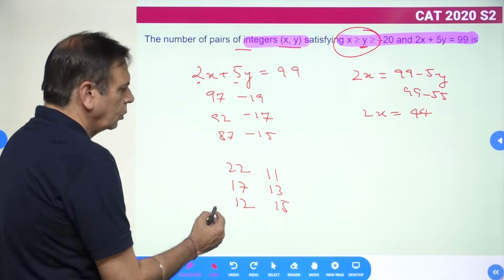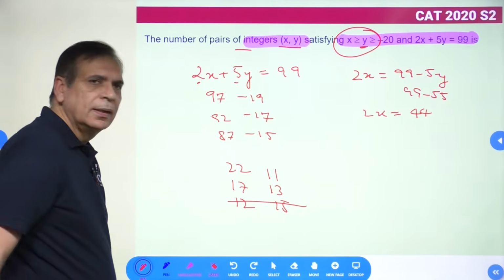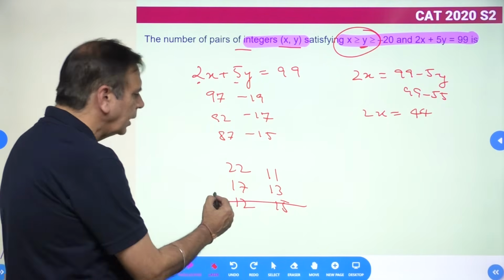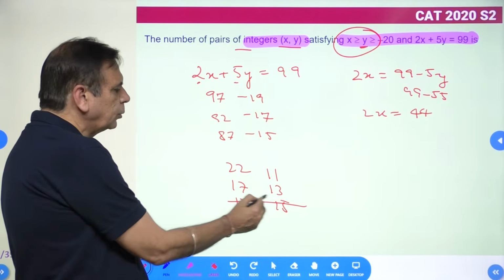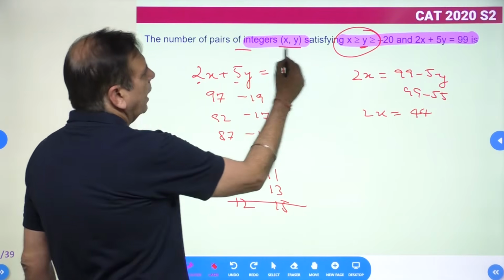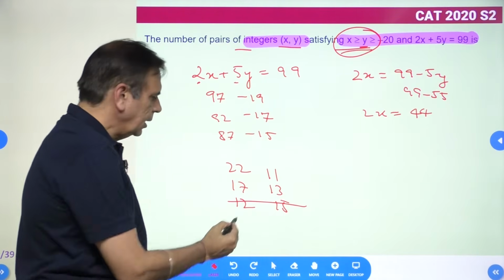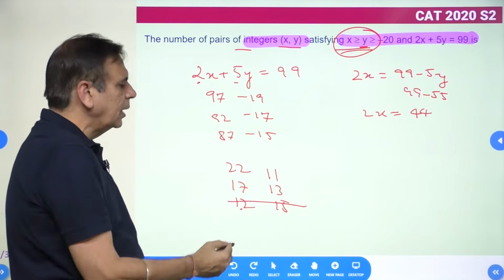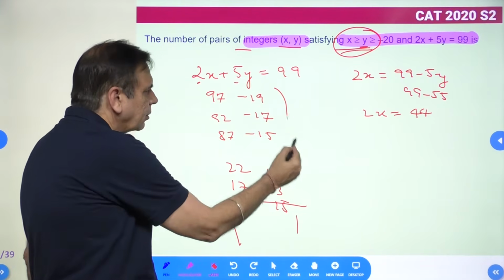Okay, so what does this mean? This case is not valid. Why is this not valid? Because we need to go up to only a situation where x has to be greater than y. Here x becomes less than y, so this case and beyond will not be valid. So our answer will come here.